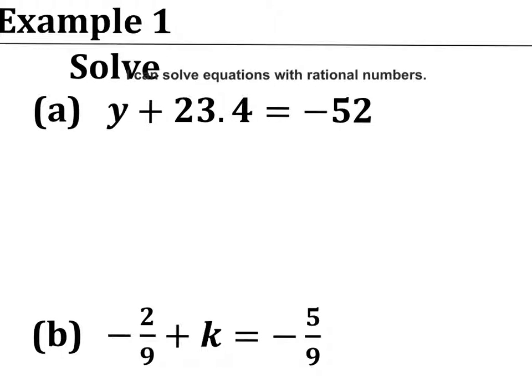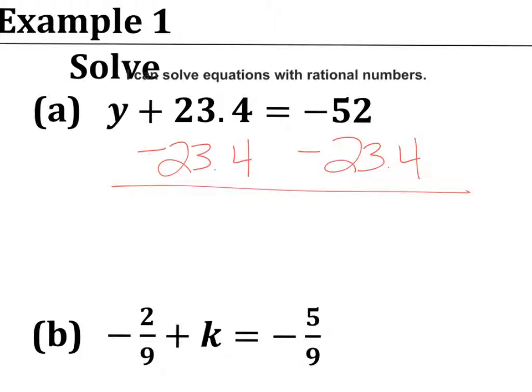Look at example 1. In A, you want to get y by itself, so the opposite of adding would be subtracting. You would be taking away 23.4 from both sides. Now when you look at that right side of the equation, we have a negative 52, and then a negative 23.4. Whether you see them as minus signs or negatives, the signs are the same. So you're actually going to add those numbers, keep that sign.